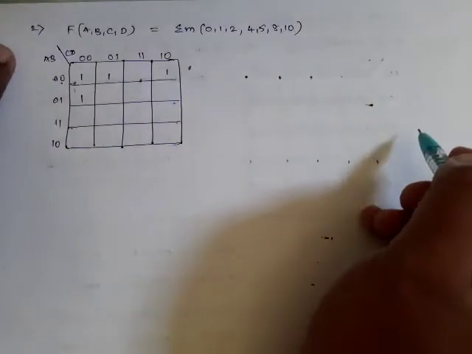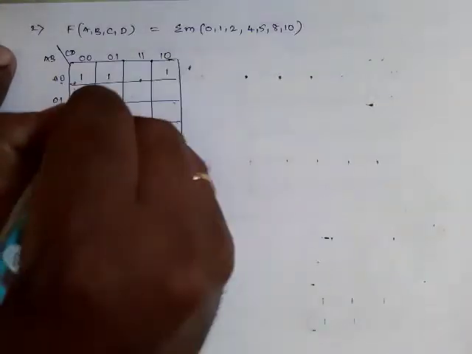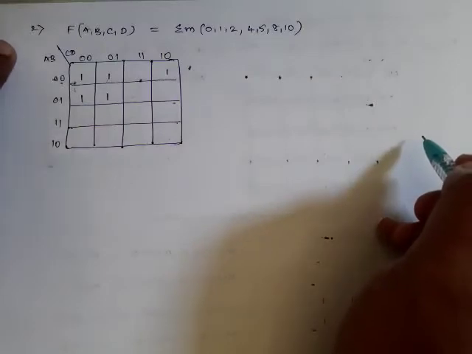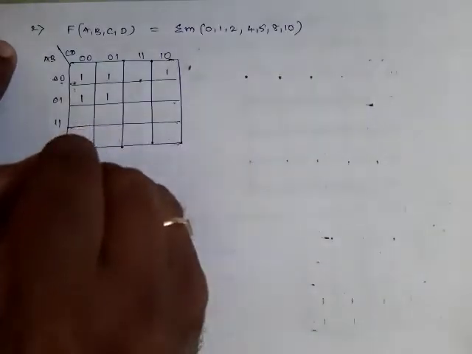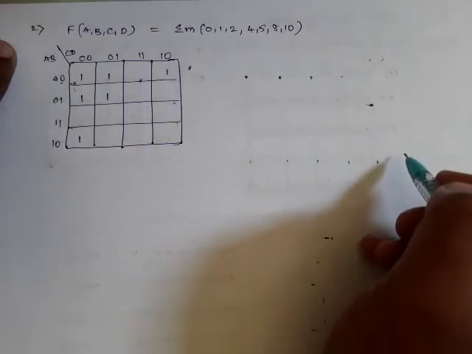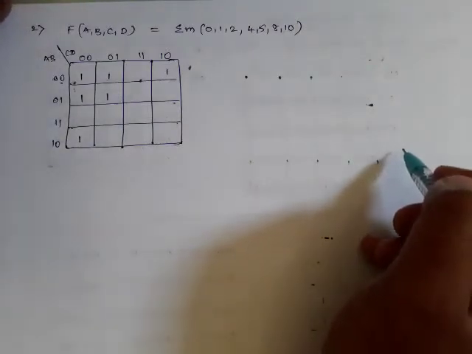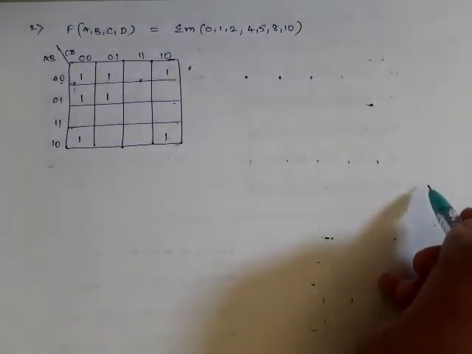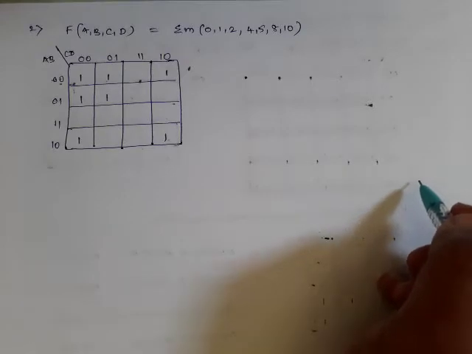So this is the cell, and 5, 0, 1, 0, 1. So this is the cell, and 8, it means 1, 0, 0, 0. So this is the cell, and 10, so 1, 0, 1, 0. So this is the cell corresponding to minterm M10.